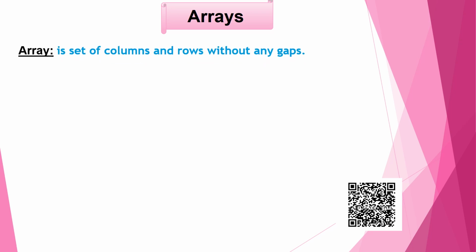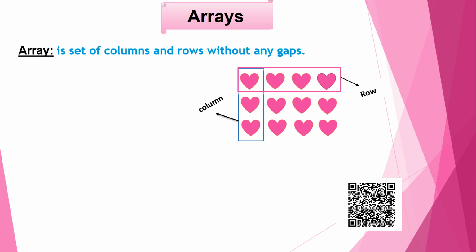Arrays. What are arrays? We studied arrays in grade 2 and we said any array is a set of columns and rows without any gaps. Okay, repeat with me. Set of columns and rows without any gaps, like this. We have here an array of hearts. It contains some columns and some rows without any gaps. We don't have any missing item here.